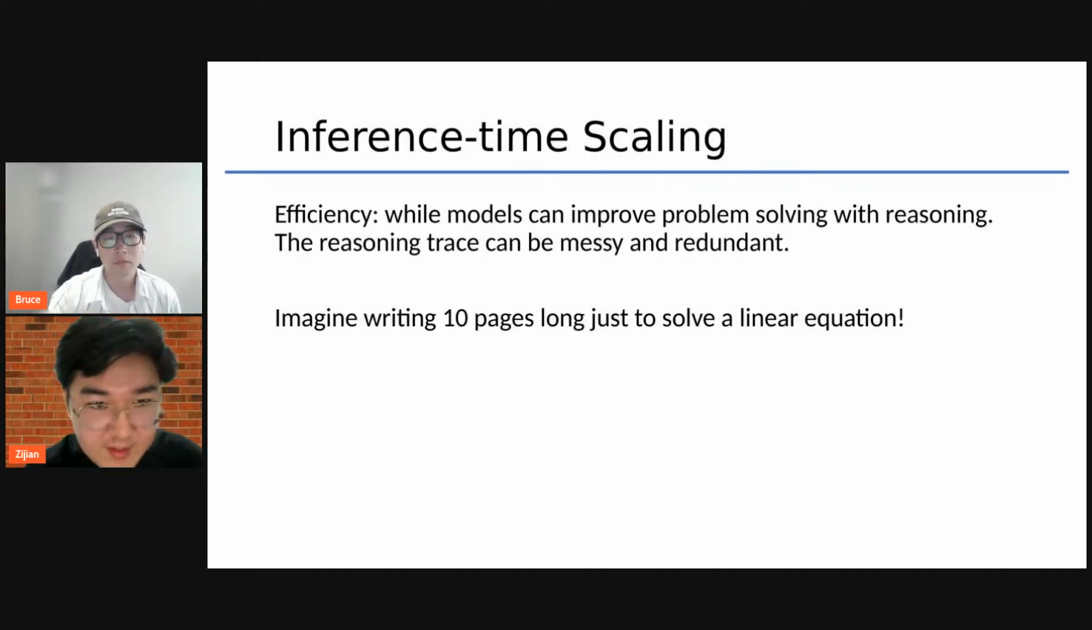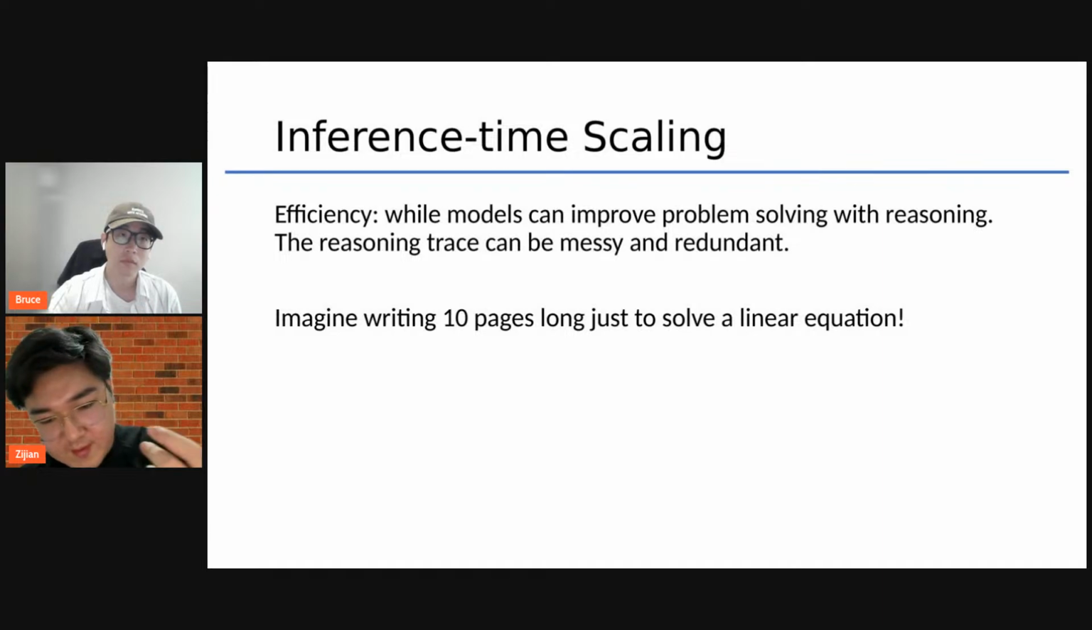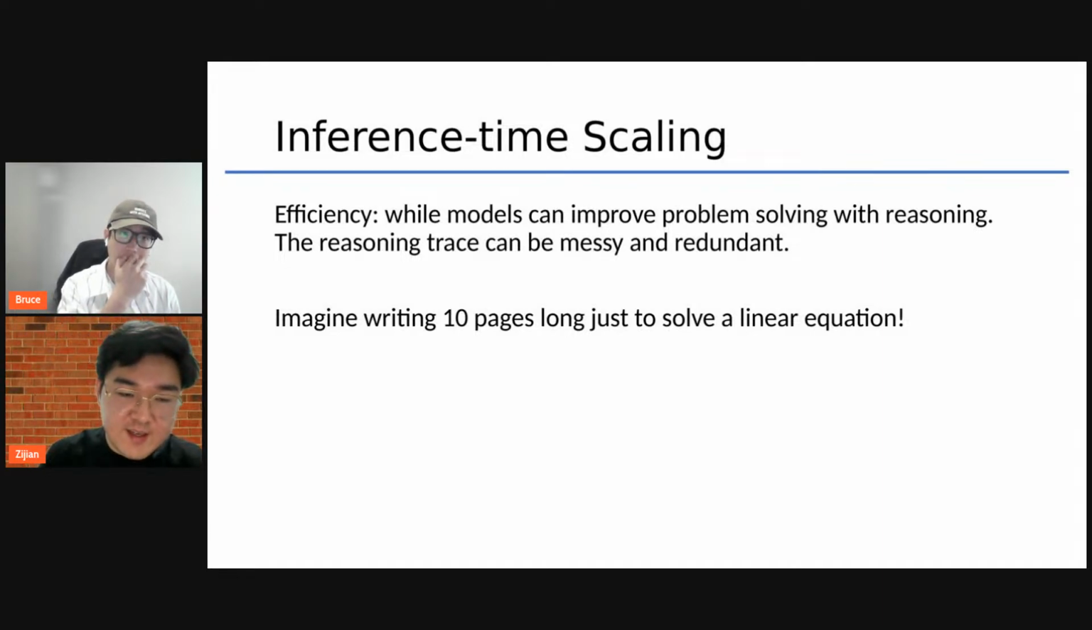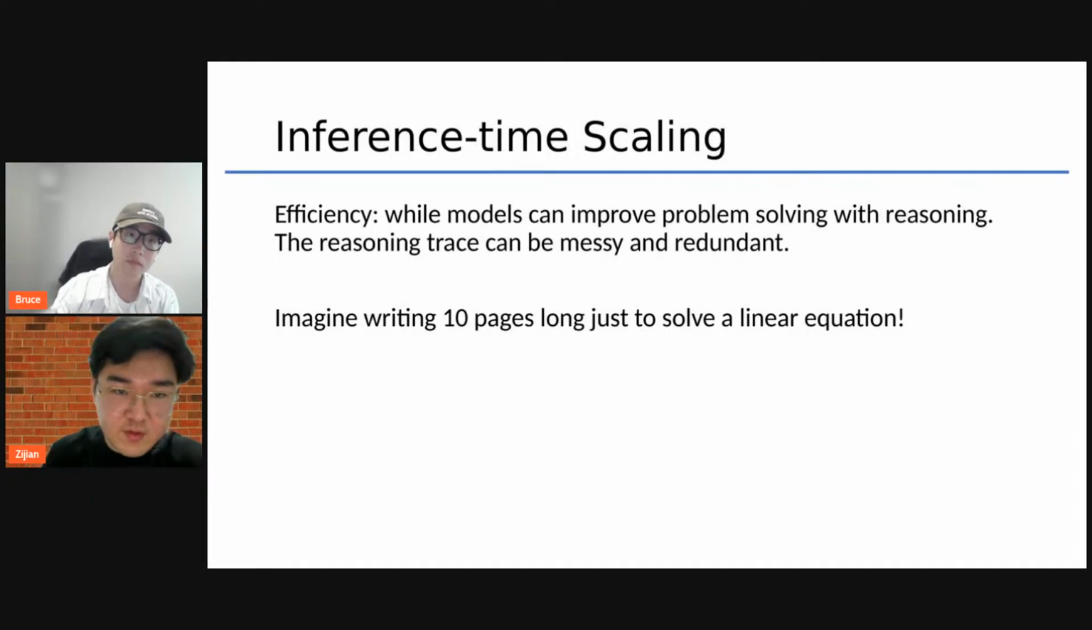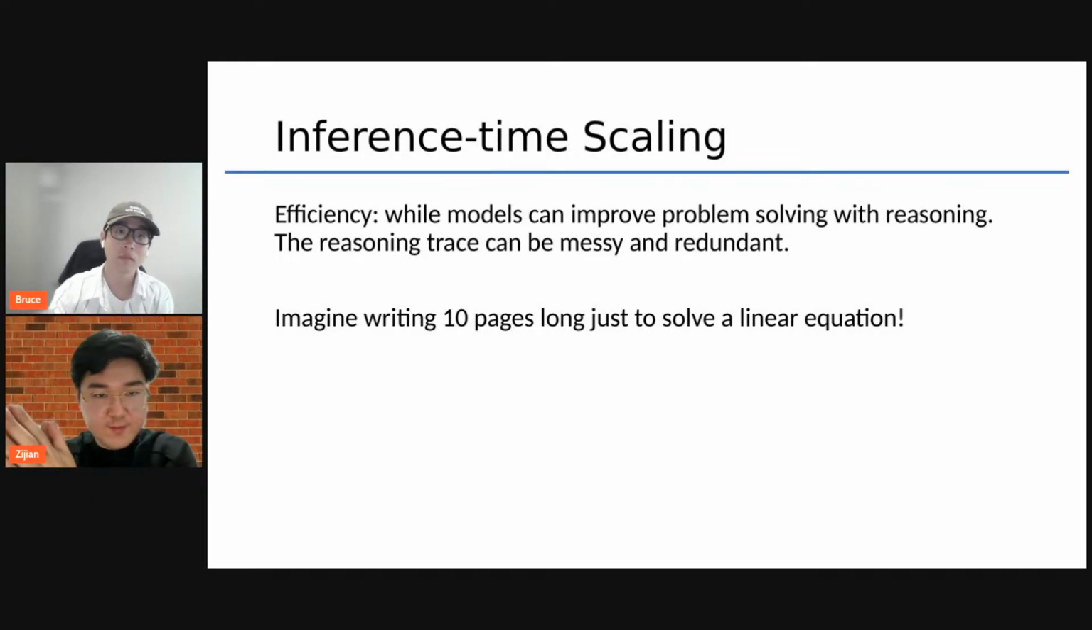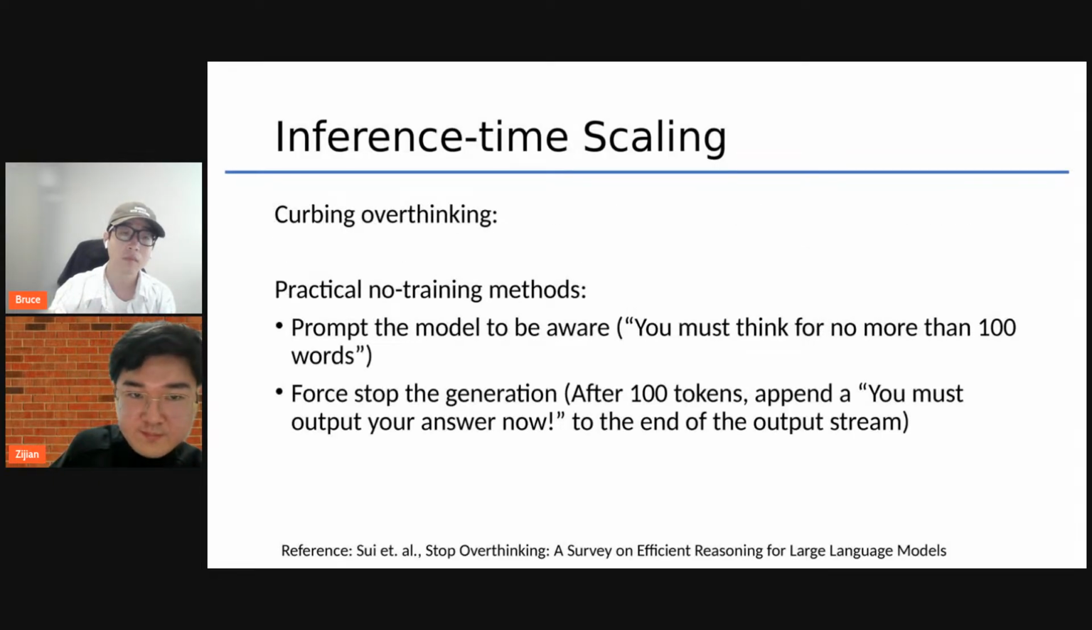So here, I'm sure you have already seen the trade-off in this kind of inference time scaling. When you want to achieve effectiveness, you also want to achieve efficiency, right? When the models can improve problem solving with reasoning, we also have to be aware not to make these reasoning traces too messy and redundant, such that it crams your context window.